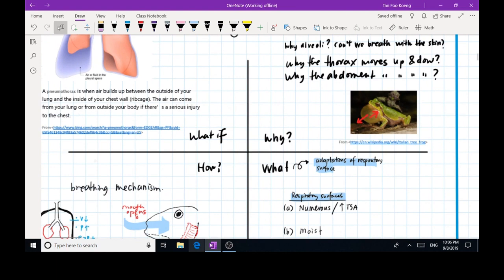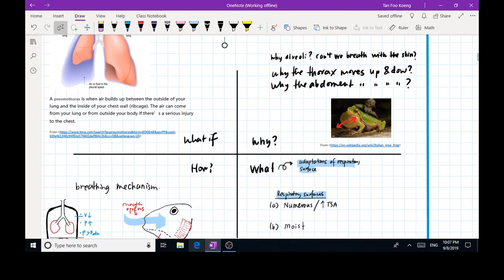Likewise, these are the four phases that we are going to go through today. The first phase is the Why phase. We know that in our lungs we have millions of alveoli. But can't we breathe with the skin just like a frog? Why do we need alveoli? So what is so special about alveoli?